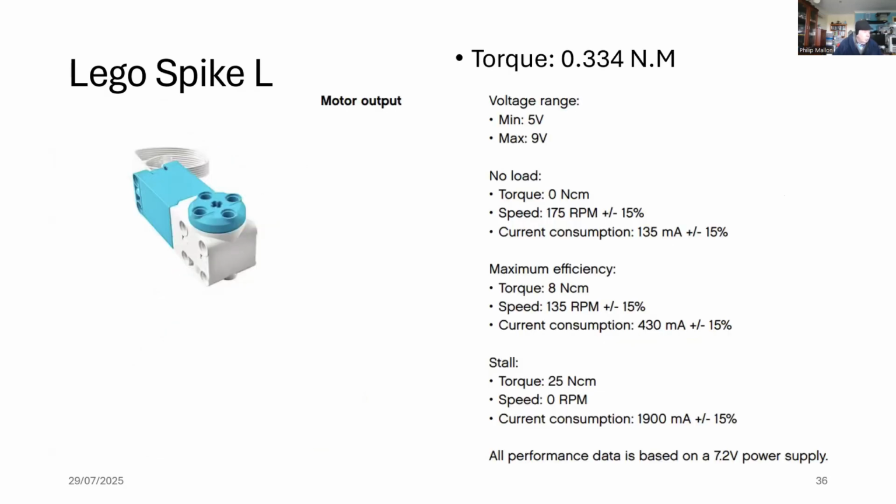Lego are supporting now the Lego Spike range, and this is quite powerful. So you can see the actual value on that in terms of Newton centimeters is 8 Newton centimeters, and the stalled value is 25.